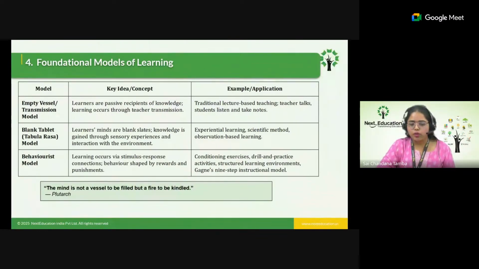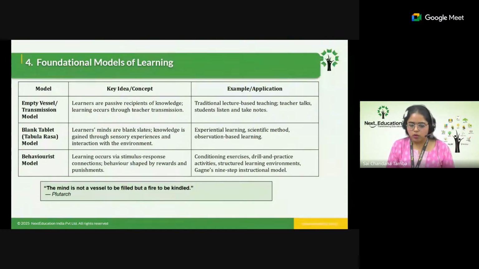So it's a kind of neutral concept, you could say. And the role of the teacher in this case is the one shaping the learning through the environment, the various activities the teacher gives to the students to do, and also the curiosity building which the teacher does. So this is all about the blank tablet model.